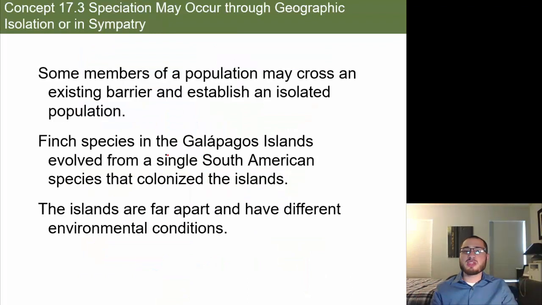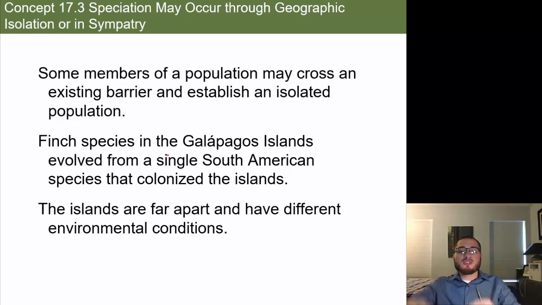So some members of a population may cross an existing barrier and establish an isolated population. You have finch species, birds in the Galapagos Islands. They evolved from a single South American species that colonized the island. So you had these birds that came over from South America to the Galapagos Islands, and then as they moved to the different islands of this big archipelago, they go to the different islands.